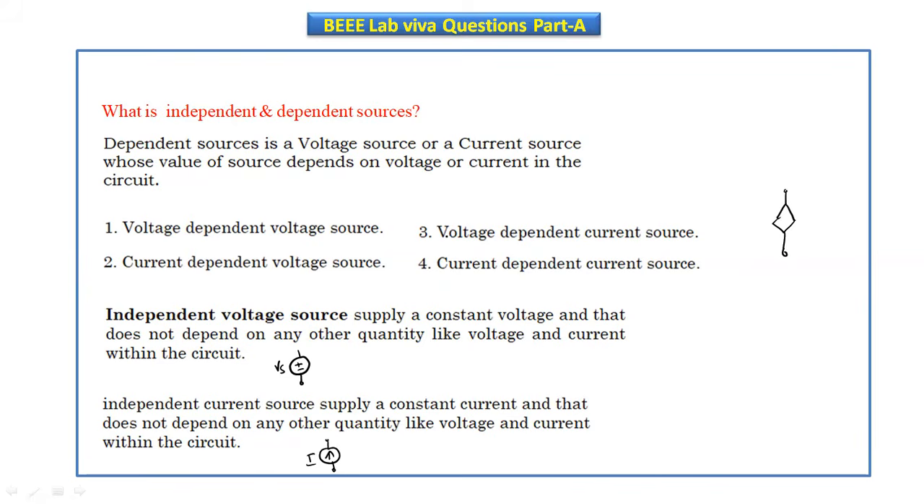For example, we will take one example here: a voltage dependent current source. First of all, it is a current source, that's why inside the rhombus we take the arrow symbol. It depends on the voltage, that's why Vx. We are taking this one, and the remaining we indicate like this only.